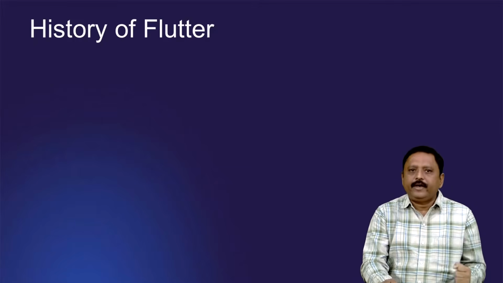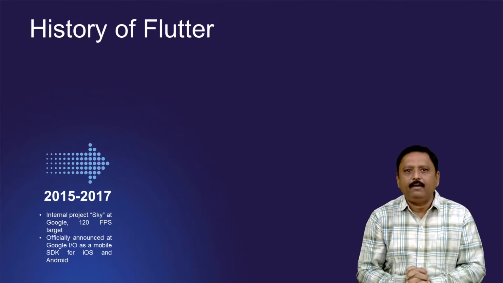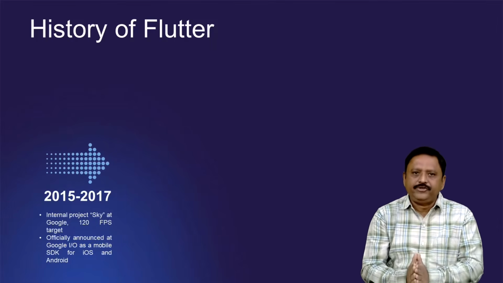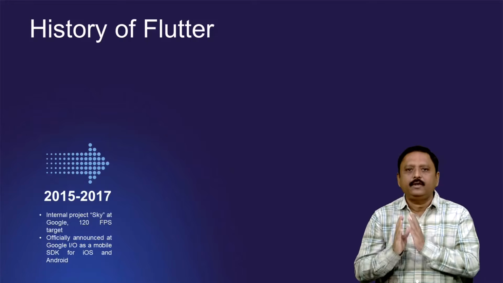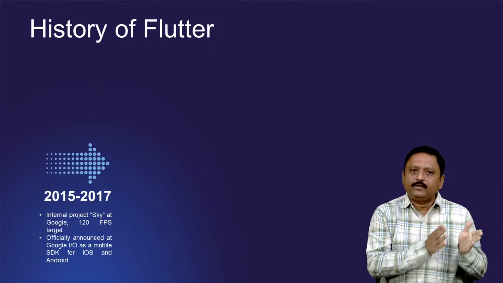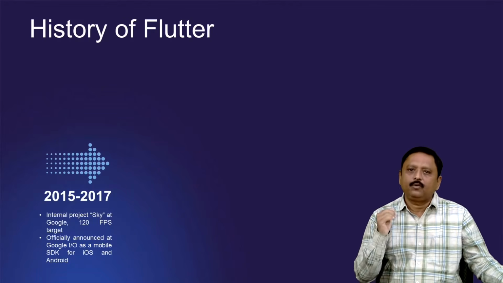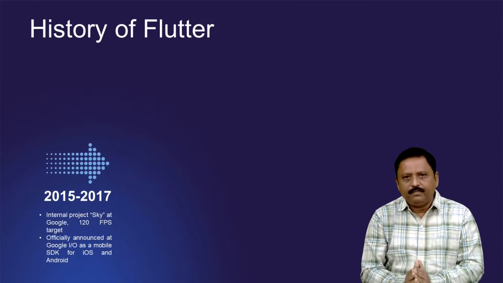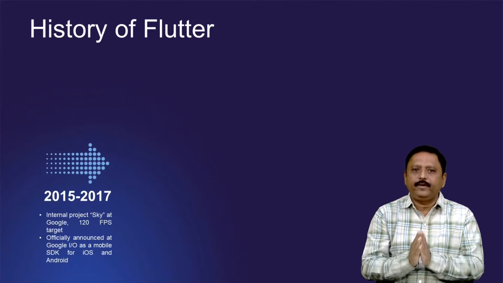Let us try to understand the history of Flutter, how Flutter has evolved. Flutter has an interesting history that reflects Google's efforts to streamline and modernize app development across multiple platforms. The first phase is the initial development and announcement phase, which is between 2015 and 2017. In 2015, Flutter began as an internal project at Google under the code name Sky. The initial goal was to create a platform that could render consistently at 120 frames per second on Android.